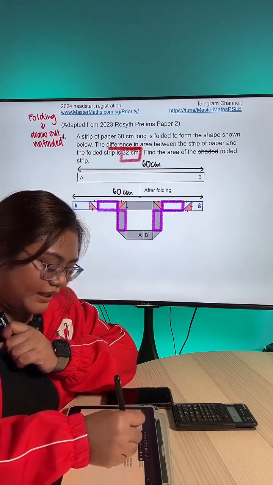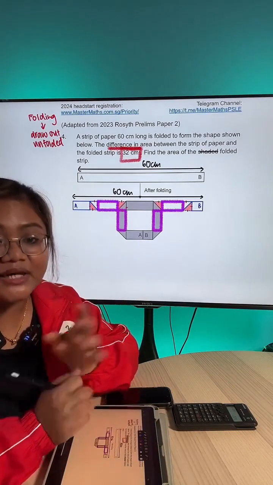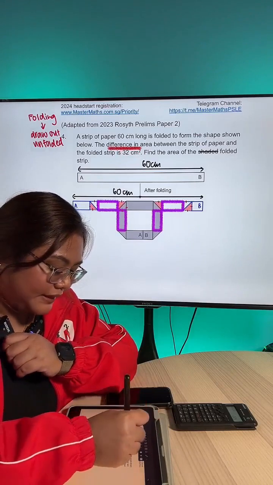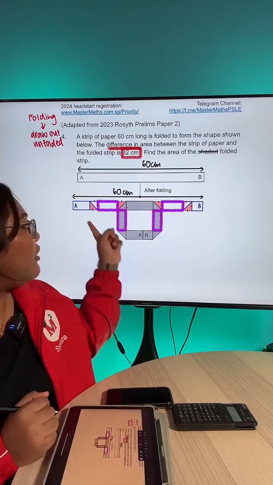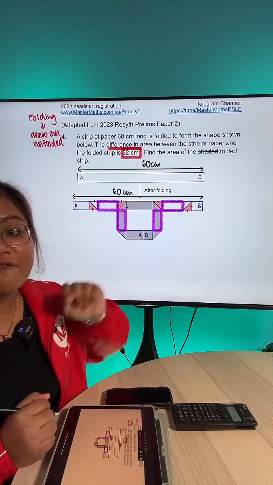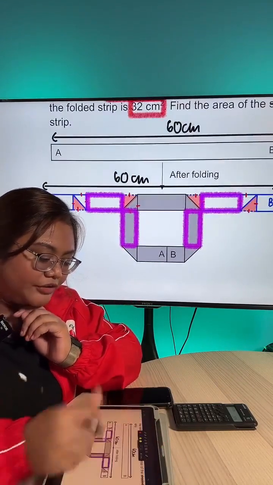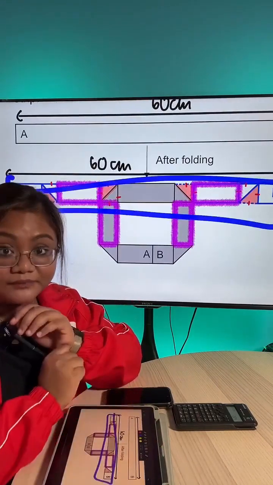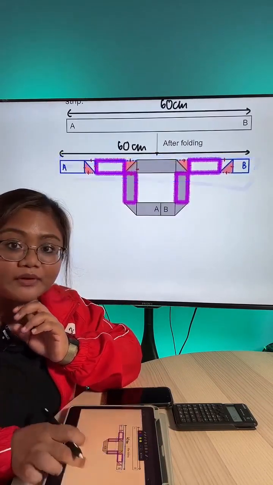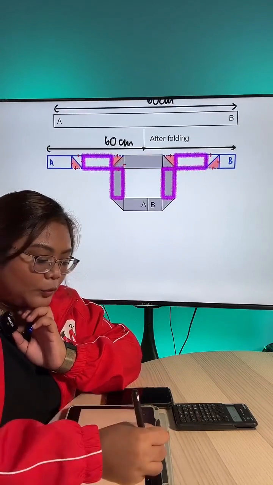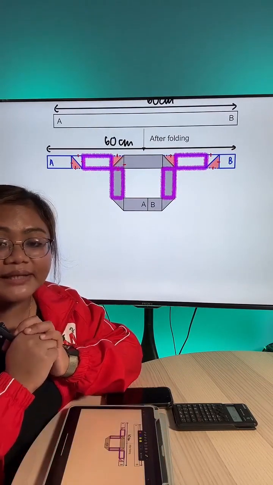look at what are the parts that is in the original strip that is not in the folded strip. Okay, what are the parts that is in the original strip that is not in the folded strip, which I have actually already highlighted. These are the 4 triangles. Okay, so let me show you. In the original strip, this is what it looks like, right? This is the original strip. Okay? Now, whatever that's not in the original strip are the triangles highlighted in red.